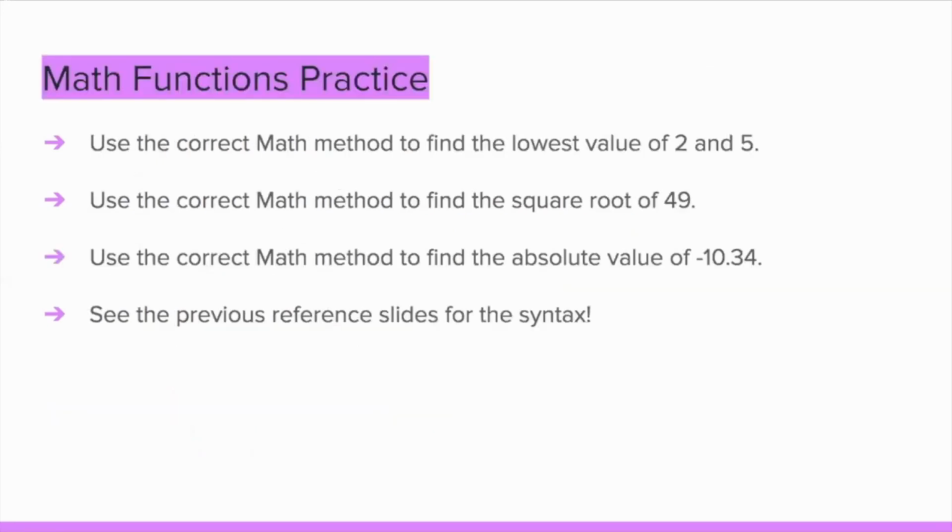Now, let's practice using the previously listed math functions. We have three questions. The first asks us to use the correct math method to find the lowest value of 2 and 5. Second, use the correct math method to find the square root of 49. Third, use the correct math method to find the absolute value of negative 10.34. See the previous reference slides for the syntax. Pause the video here, and when you're done, resume the video to go over the answer.